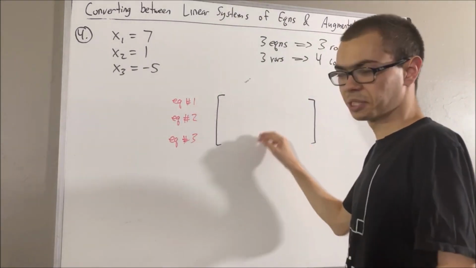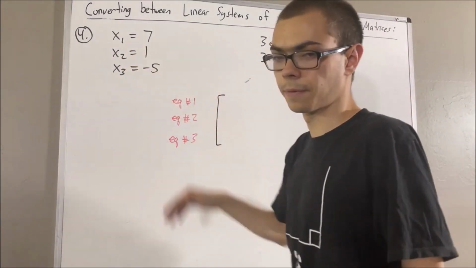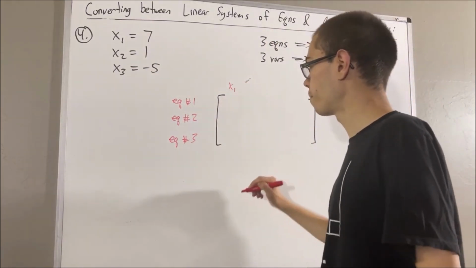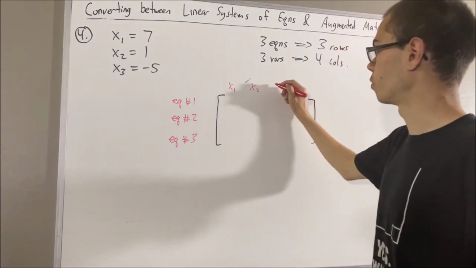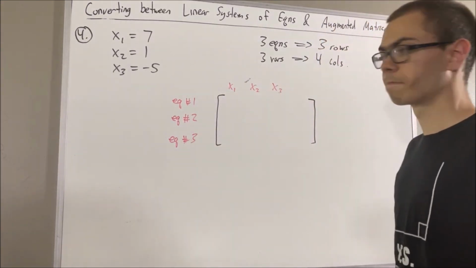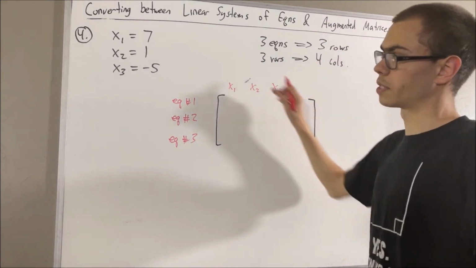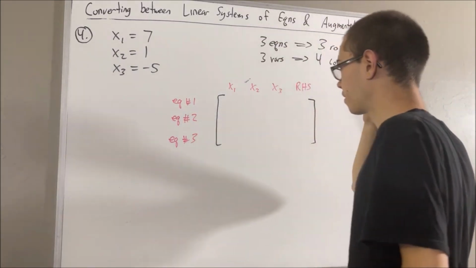What about the columns? Well, we know that our 3 variables are x1, x2, and x3. And our first column is going to correspond to the coefficients in front of x1. The second column will be the coefficients in front of x2. The third column will be the coefficients in front of x3. And the final column is reserved for the numbers on the right-hand side. Okay, so let's fill in our matrix.